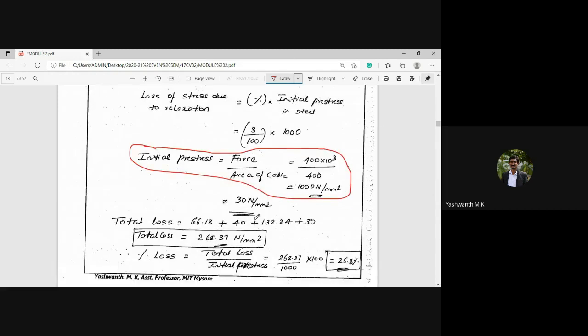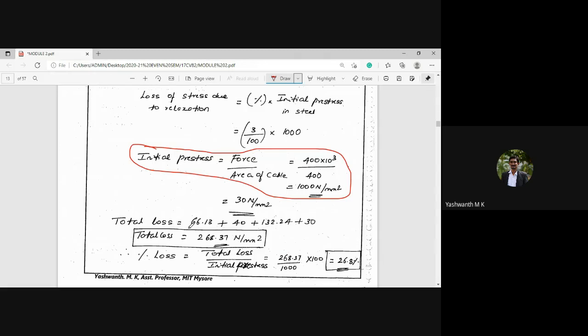Is it clear? Next, the total loss is equal to the loss of prestress due to elastic deformation, plus the loss of prestress due to shrinkage, plus the loss of prestress due to creep, plus the loss of prestress due to relaxation. From this, you can observe that the loss of prestress due to creep will be more as compared to the other losses, and second will be the loss of prestress due to elastic deformation. Is it clear?